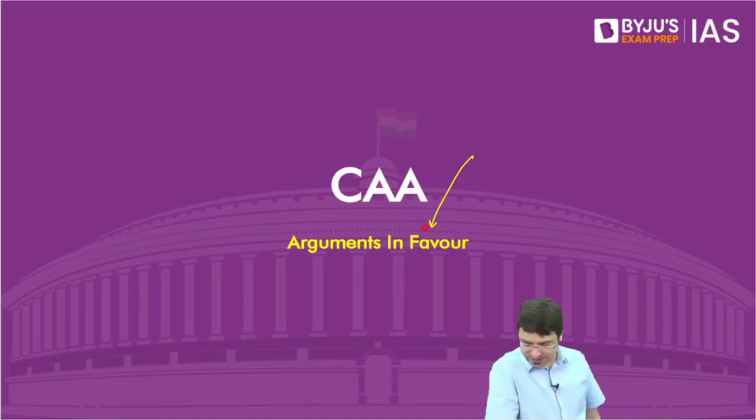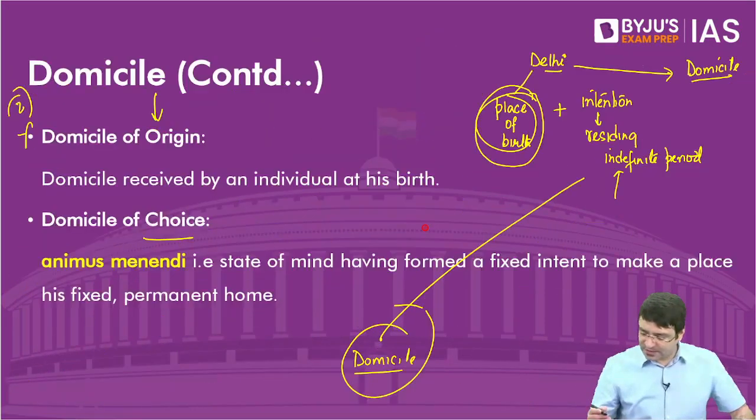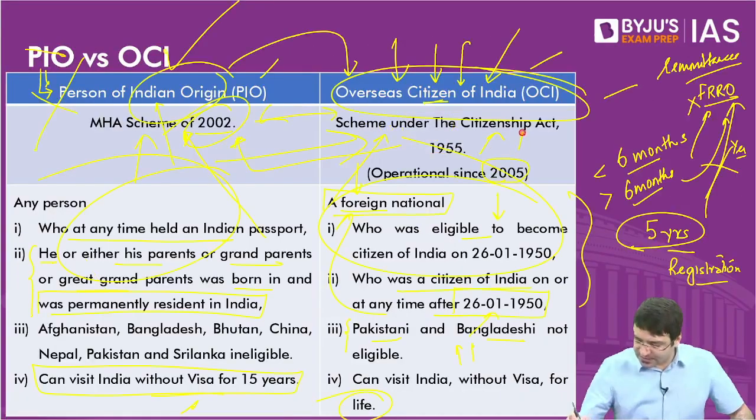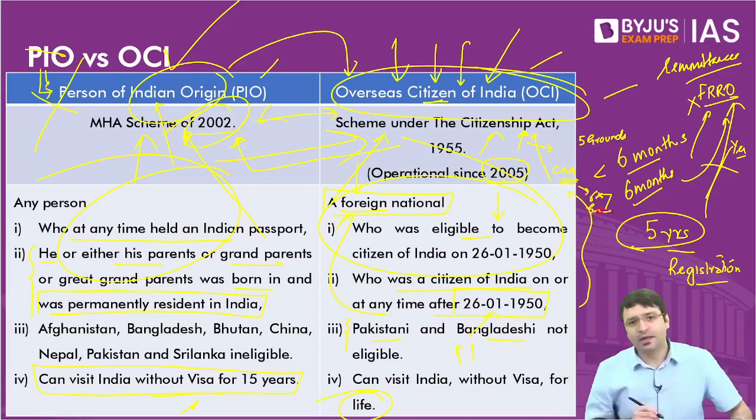What is the sense behind adding a 6th ground in OCI card cancellation through CAA? Because, my dear, the Overseas Citizen of India scheme was launched under the Citizenship Act 1955. This act also talked about 5 grounds on the basis of which your OCI card could be cancelled. So if you have to add a 6th ground, for that you have to amend this act again. And for that, CAA 2019 added the 6th ground. Clear?